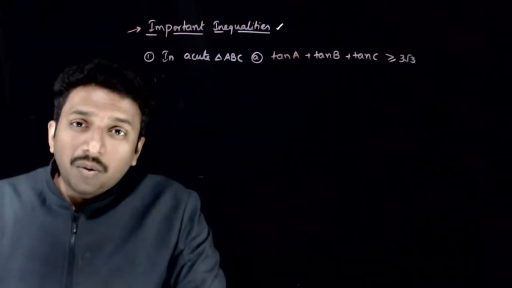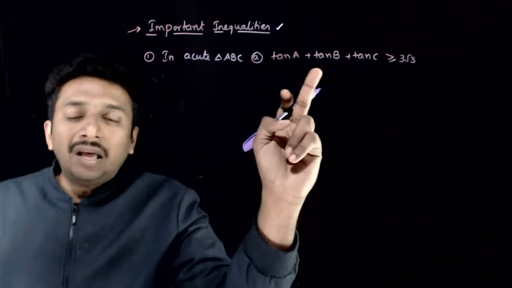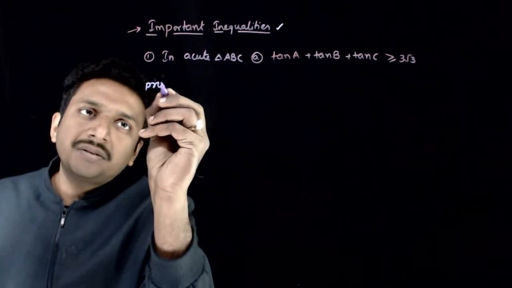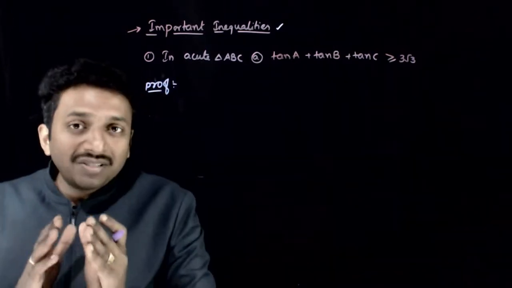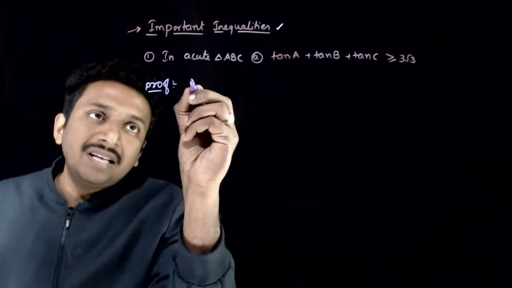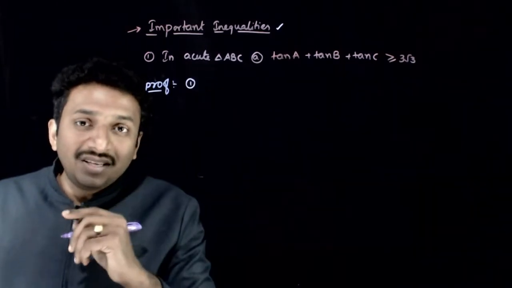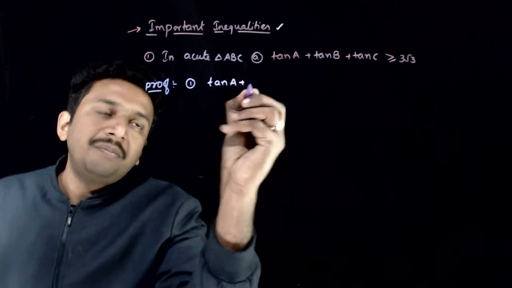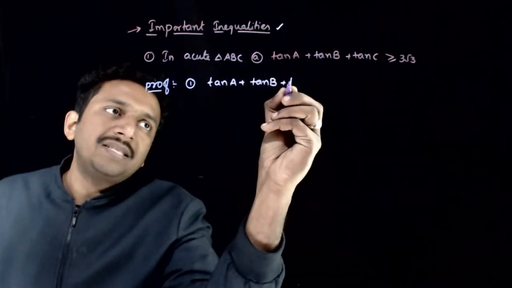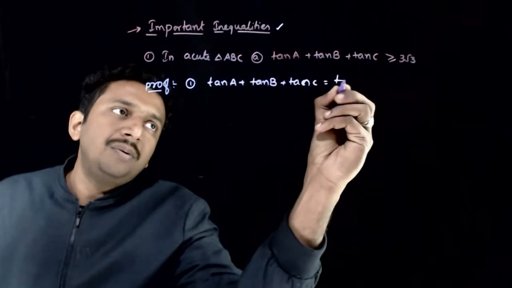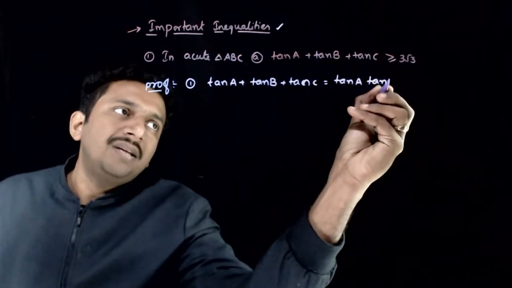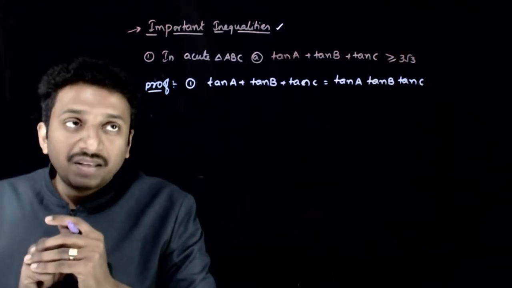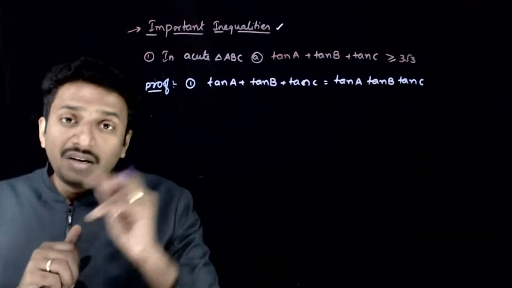So let us look at the first inequality. In an acute angle triangle, tan A plus tan B plus tan C is greater than or equal to 3 root 3. So how do I prove this? I am going to use some results which I have already derived. The first result is that in a triangle ABC, that is if A plus B plus C is equal to 180 degrees, tan A plus tan B plus tan C is equal to tan A into tan B into tan C. I have derived this in the topic of conditional identities of type 3. This is one result which I am going to use in this derivation.